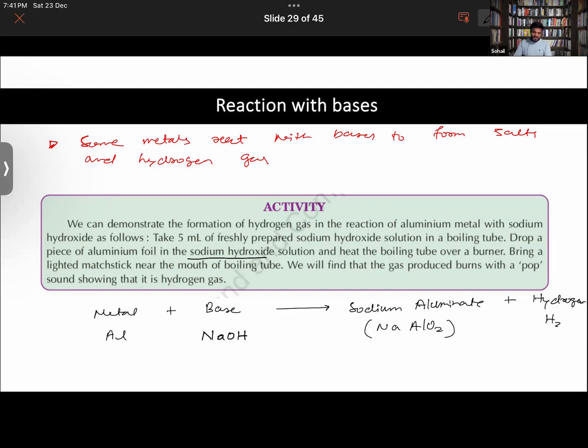Now, apart from that, we have other metals also. Like zinc, we can take the example of zinc also. So zinc will also be reacting with sodium hydroxide in order to release hydrogen gas. So aluminum and zinc are two common metals that react with bases, like the sodium hydroxide here, to produce hydrogen gas and give salt. Getting it now?